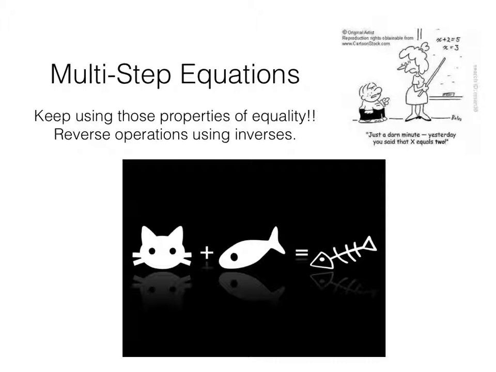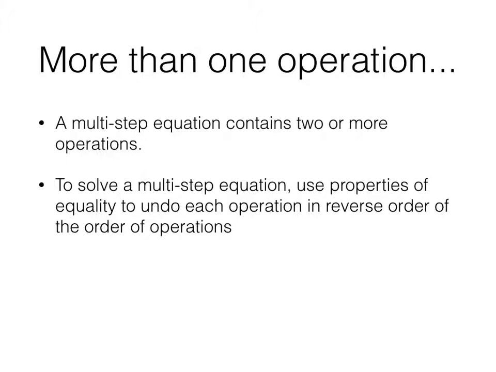So let's talk about how we're going to do that with multi-step equations. A multi-step equation contains two or more operations. To solve a multi-step equation, you're going to use your properties of equality still to undo each operation in reverse order of the order of operations. When we say the order of operations, yes, we are referring to our old friend PEMDAS.